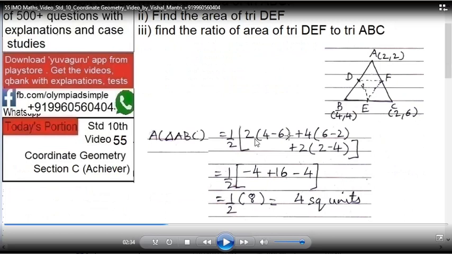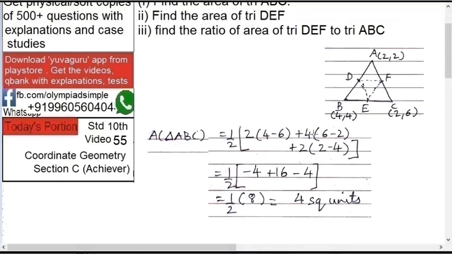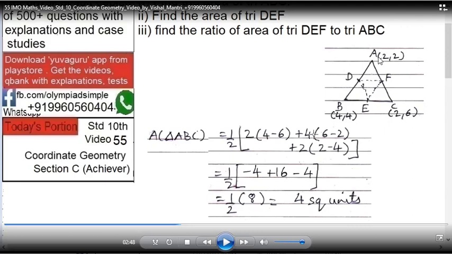So area of ABC you get it over here by solving minus 4 plus 16 minus 4 over here. So it becomes 8 upon 2, that is 4 square units. ABC is 4. Now find out DEF. How to find out DEF? See, ABC total is 4, right?